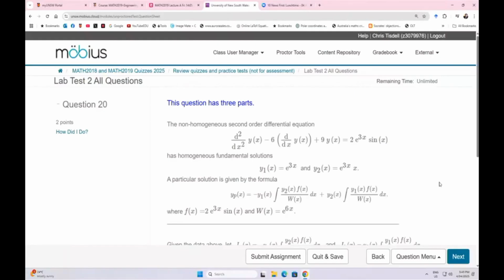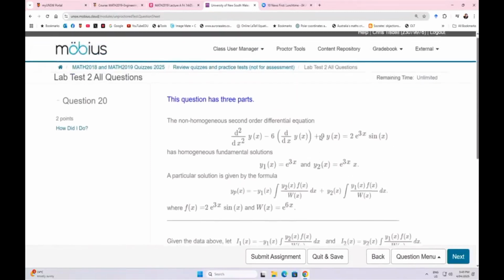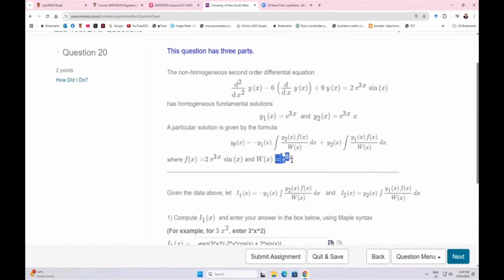What do you even have to do here? Just press "how did I do" once and you'll get the mark. Right? What do they actually want you to do? Compute I1. Oh, there it is. Okay? So basically you take that, you put it in there.